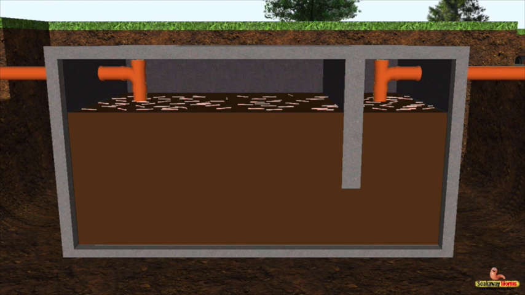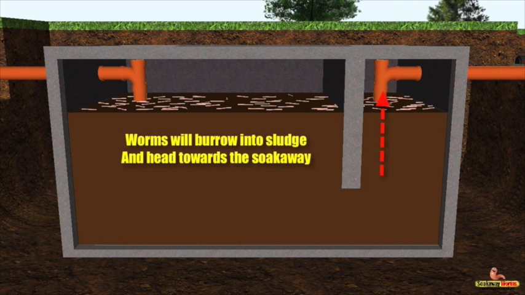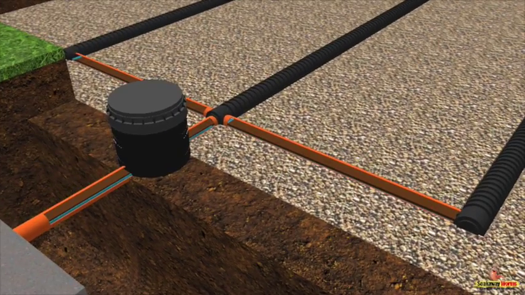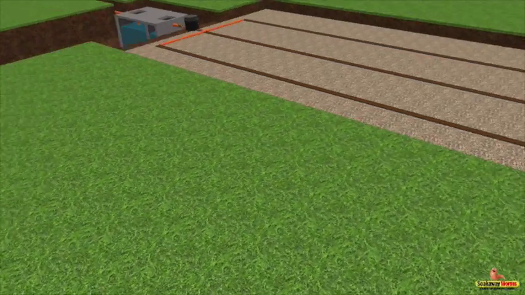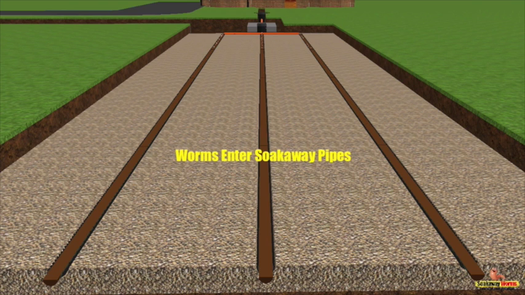Once the worms are in the septic tank, they will then start to breed and multiply, burrowing into that sludge and making their way slowly towards the soakaway via the outlet pipe. The worms will continue to burrow and make their way through the sludge, continuing to work their way through those soakaway pipes, through the sludge. In time, as the worms continue to breed and multiply and burrow through that sludge, they'll eventually penetrate your entire soakaway system.